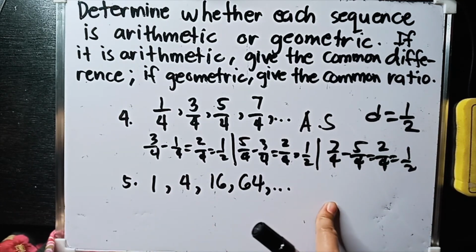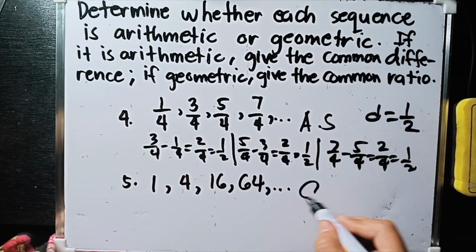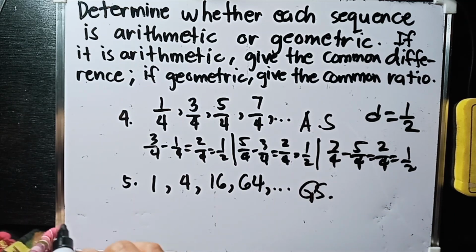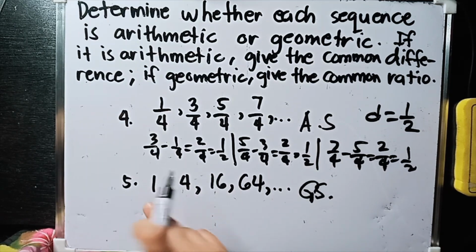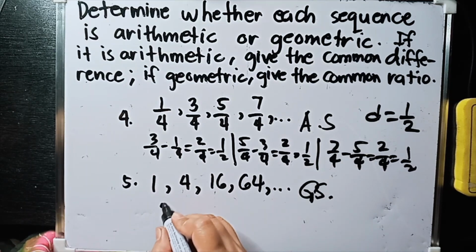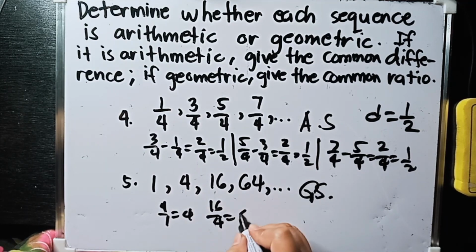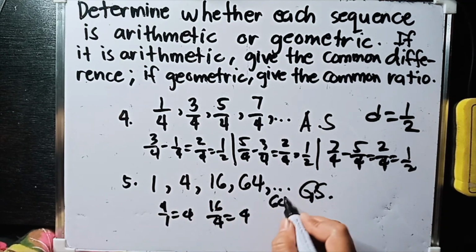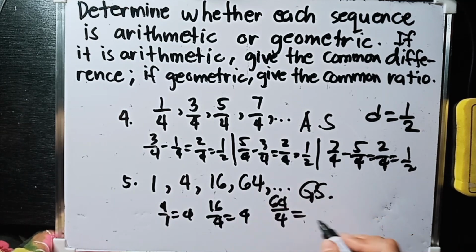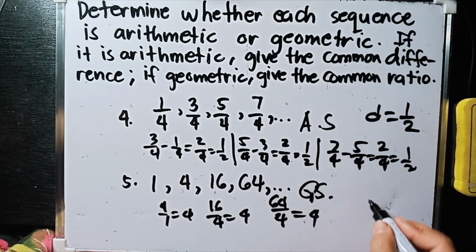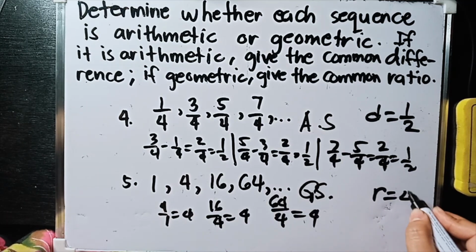For the last example, this one is a geometric sequence. Since if we are going to divide 4 by 1 is 4. 16 divided by 4 is 4. 64 divided by 16 is again 4. So the common ratio here is 4.